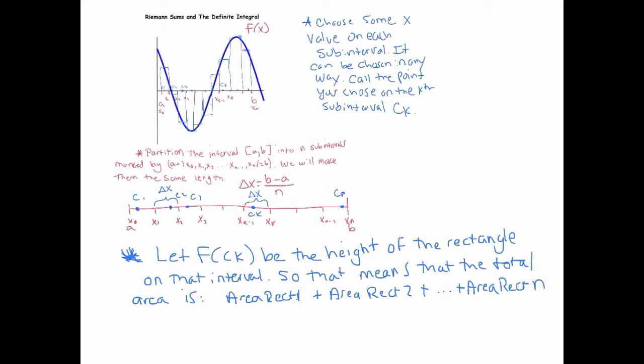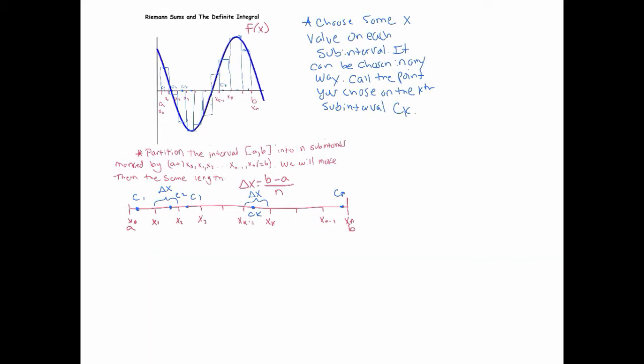But the area of rectangle 1 is the base, which we decided was changing delta x, b minus a over n, times the height, which would be f of c1. So it's f of c1 times the base plus f of c2 times the base all the way up to f of c sub n times the base.